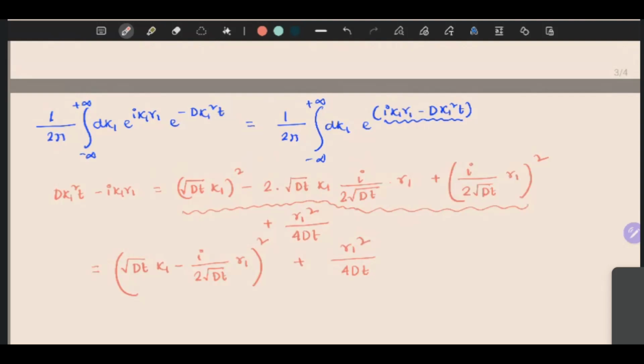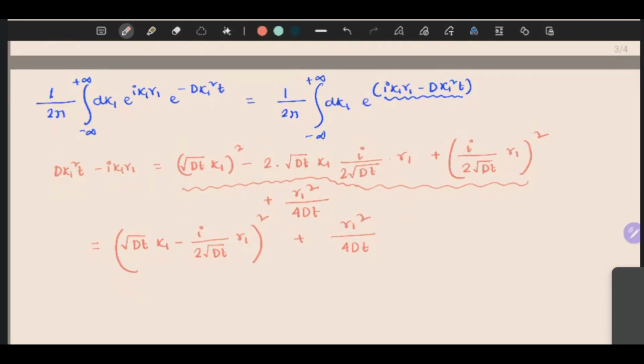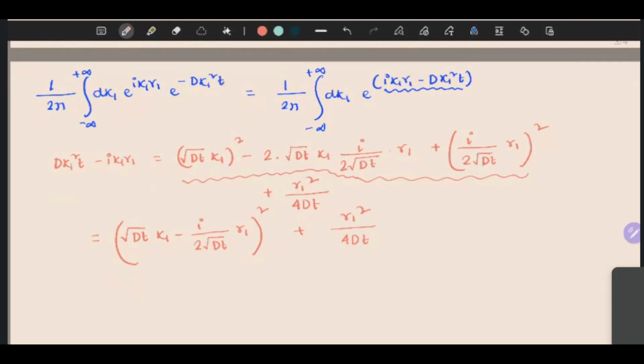So you can do it in this way, or you can do it like this. You have to write it in terms of a whole square. Okay, so this is a sort of shifted Gaussian. So we come back to this. Okay, so now this is this whole thing.